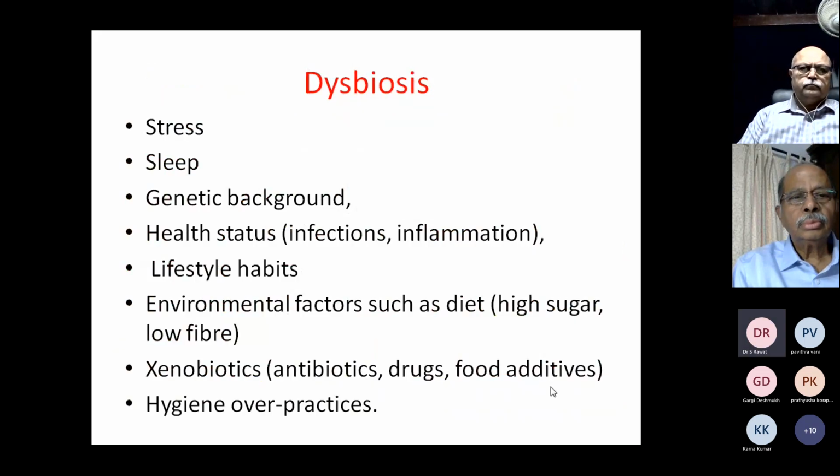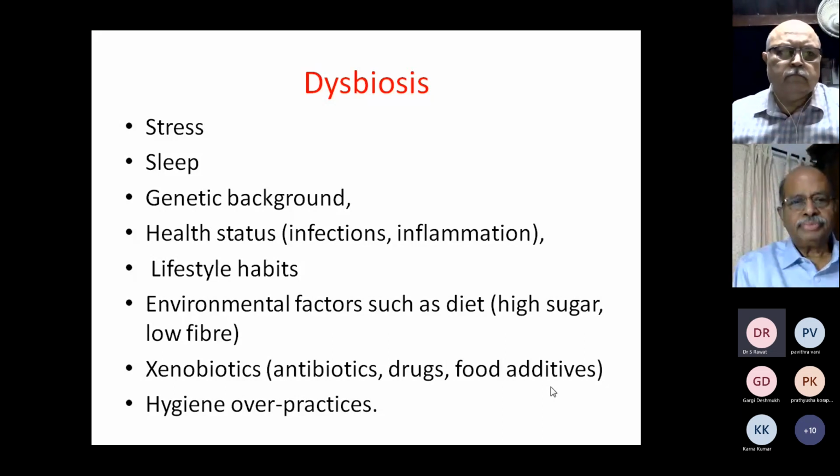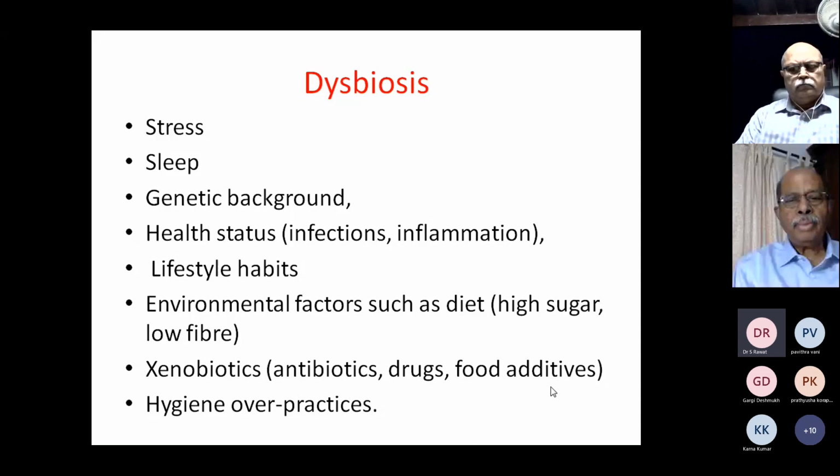Now, how may dysbiosis set in? There are many factors which can precipitate dysbiosis, like stress, lack of sleep, genetic background, health status, various infections, inflammatory conditions, lifestyle habits. Environmental factors are also very important, such as diet, especially a high sugar diet and low fiber diet, administration of various drugs, xenobiotics, including antibiotics, food additives, and so on. Over hygiene practices are also said to play a role in dysbiosis.